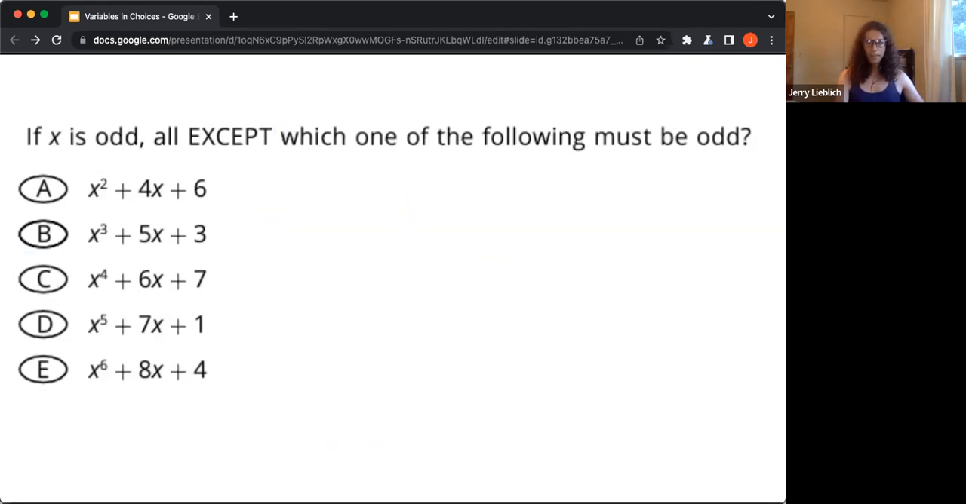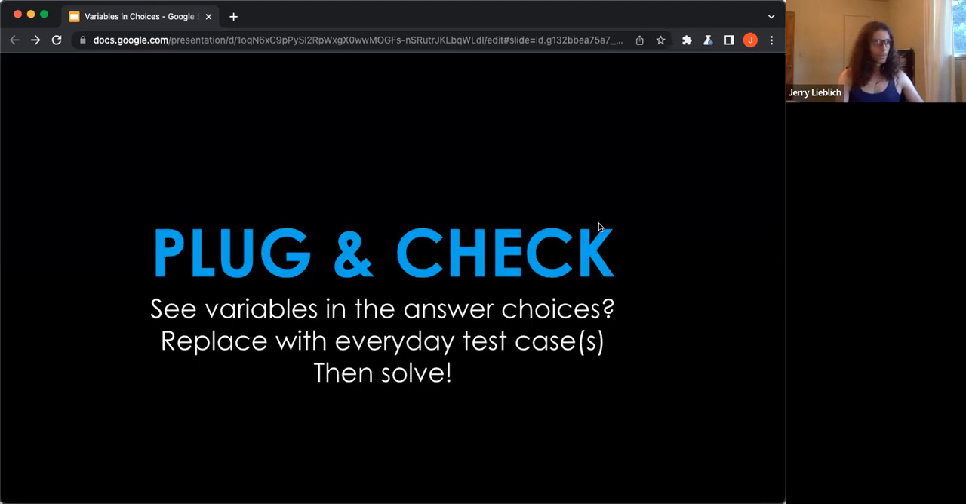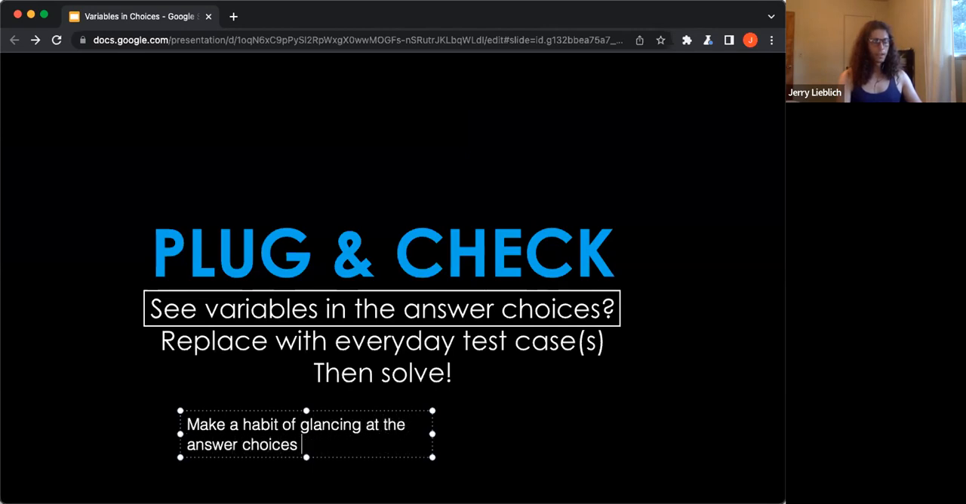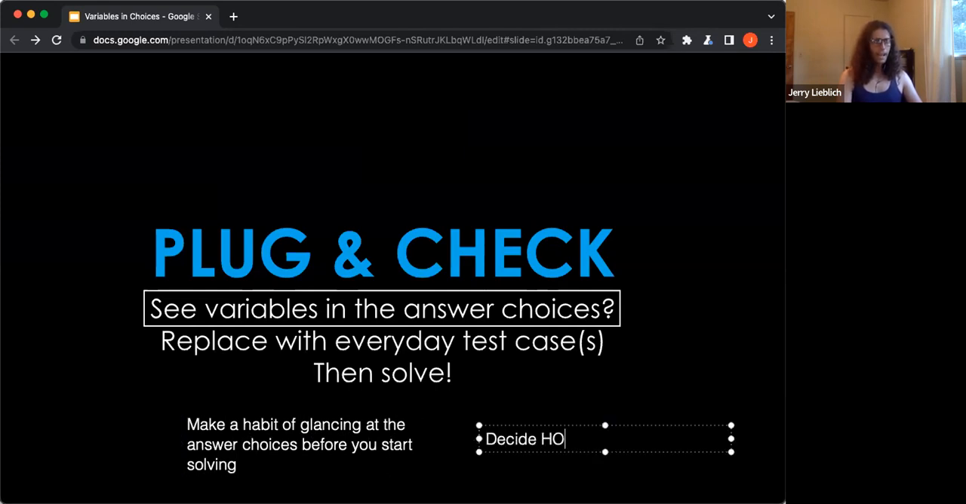So again, to recap, if I see variables in the choices, I'm going to replace them with easy test cases and then solve. And so part of what this means is make a habit of glancing at the answer choices before you start solving. Decide how to solve before you start solving.